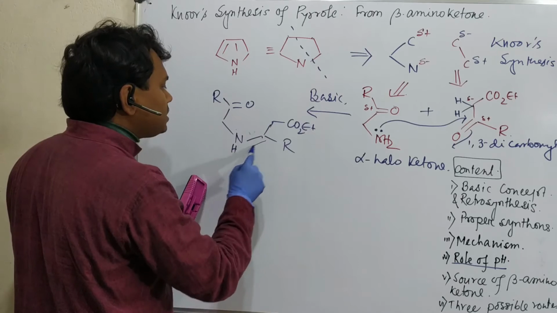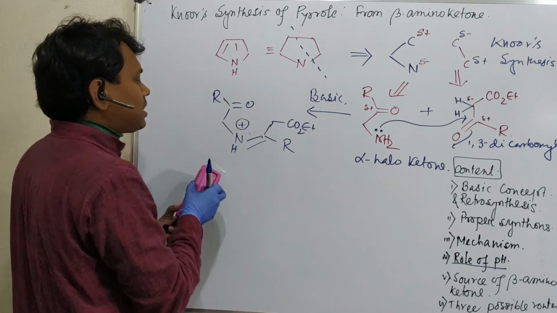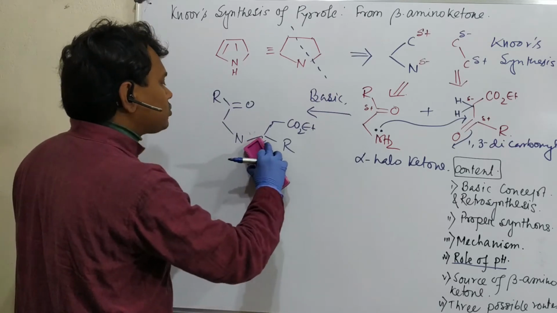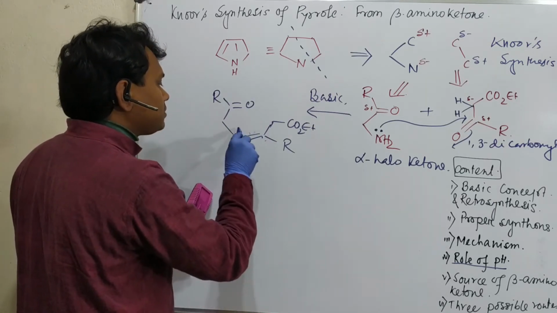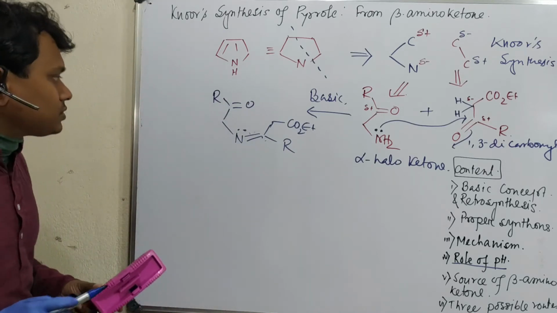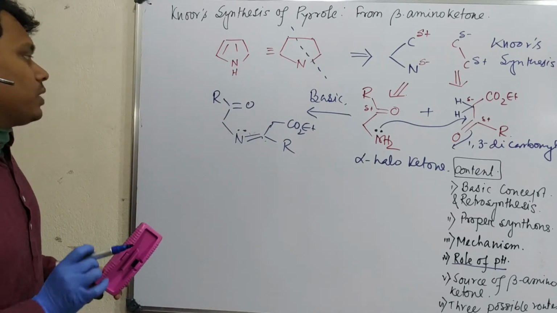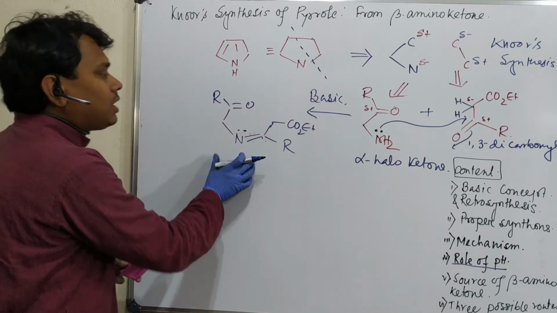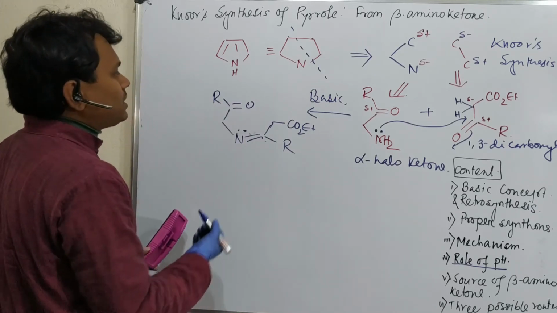It will result in this with a plus charge. Second, this proton will be removed, and if it is removed, then this is completely an imine with a lone pair. Fine. So this thing we have understood. Now this part till now we have understood. In the second step, what is going to happen?